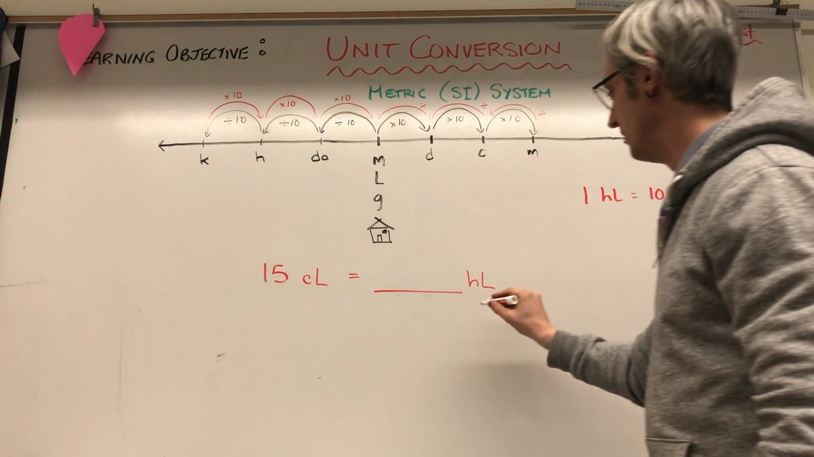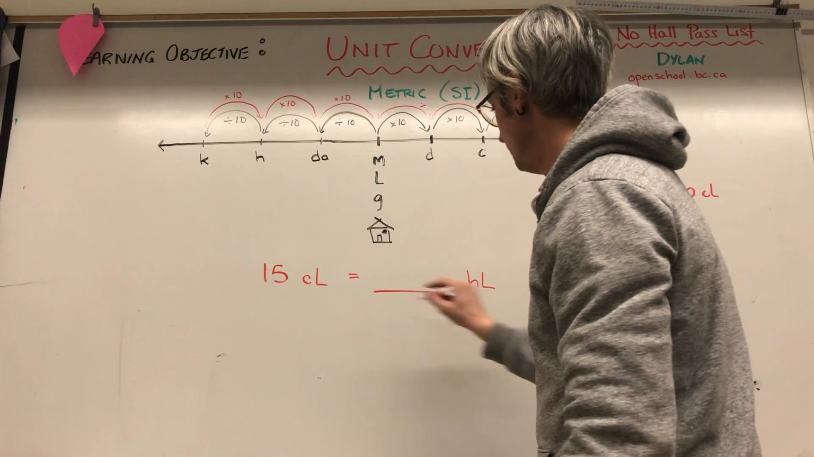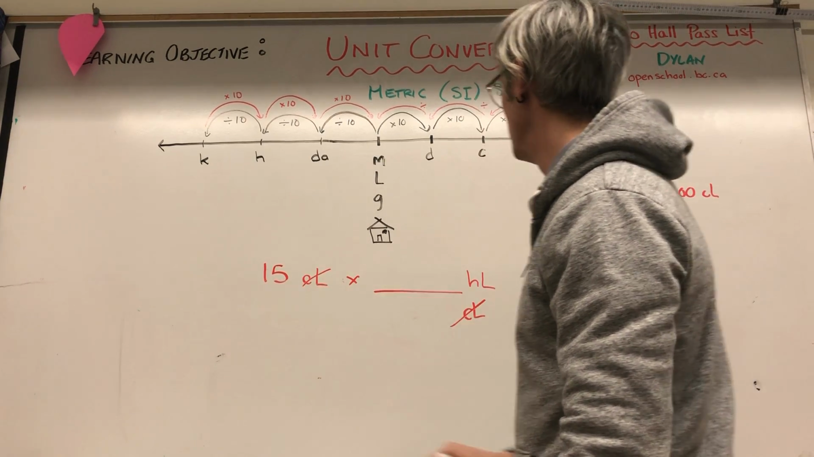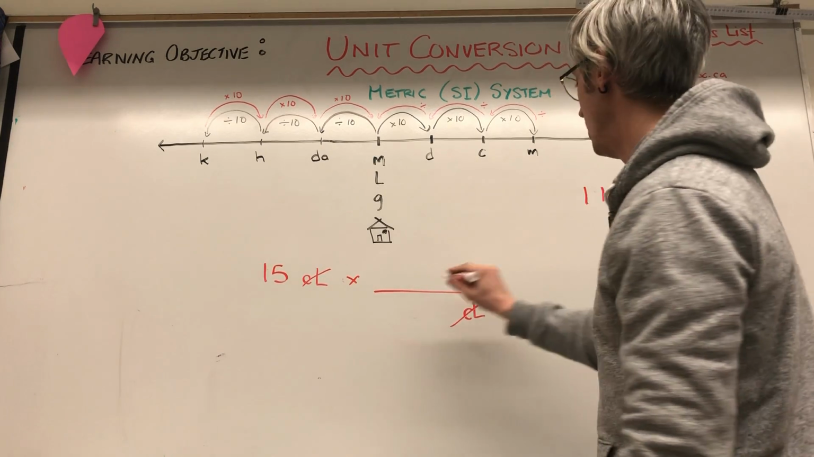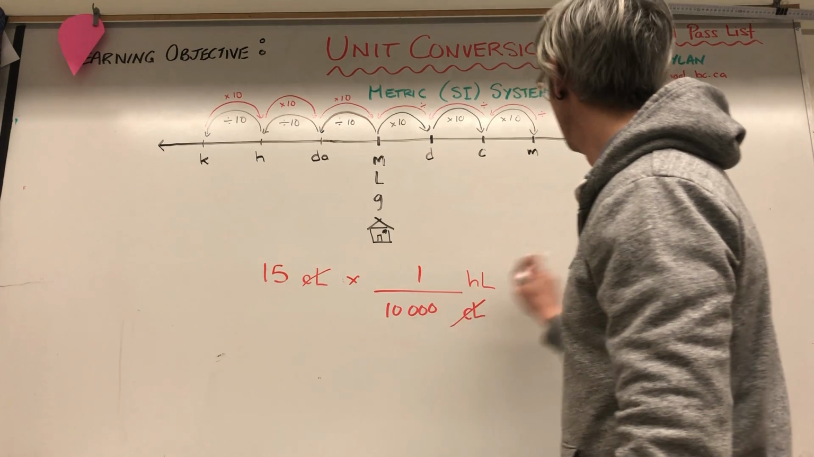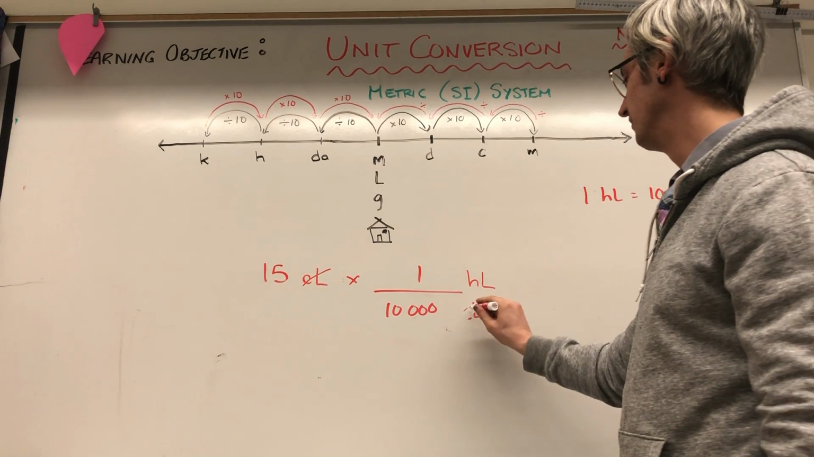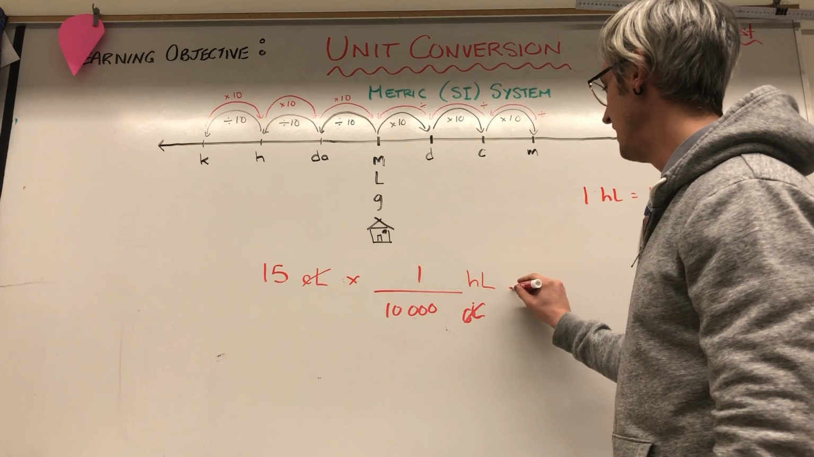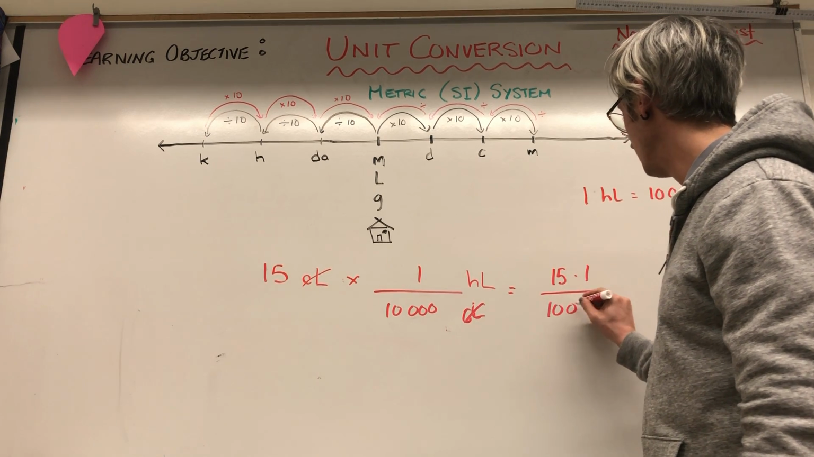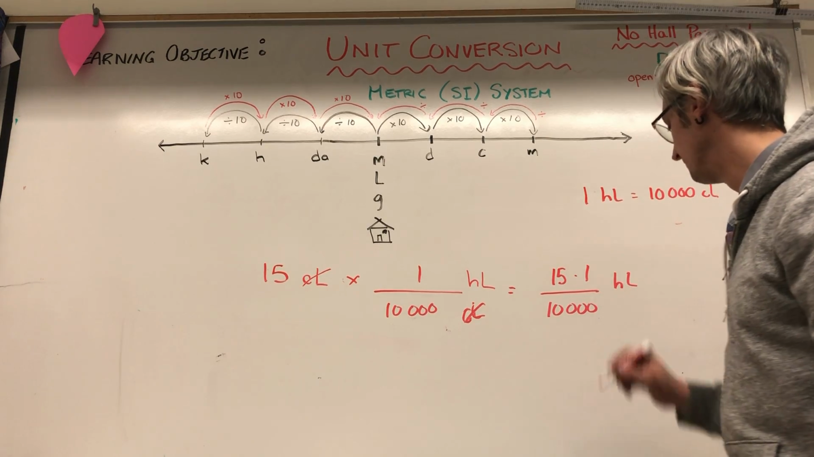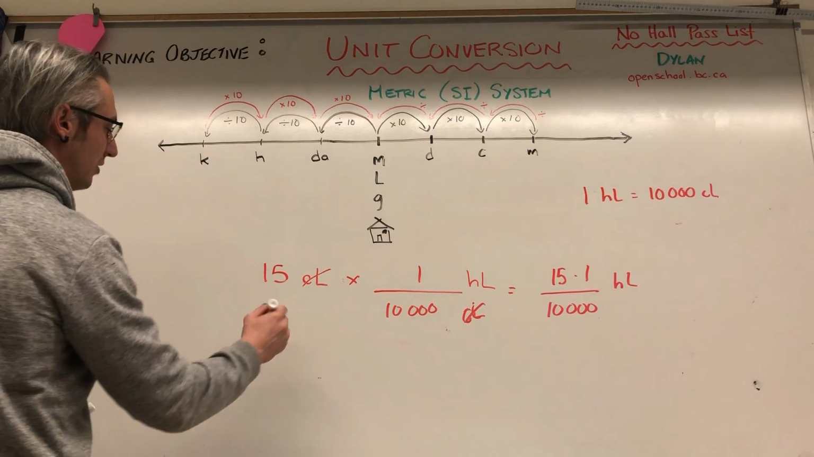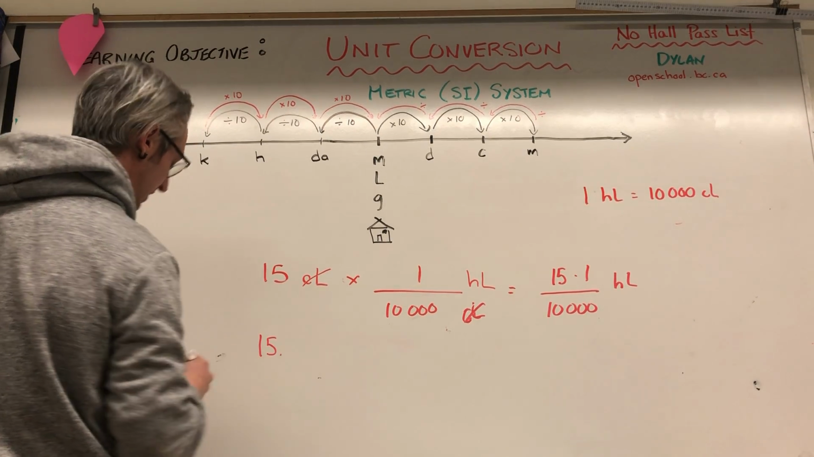And so I'm trying to get rid of centiliters. It goes on the bottom, and I'm going to replace this with a multiplication. That goes away, that goes away. I match 1 with the hectoliter and 10,000 with the centiliter, which I kind of canceled out a little too early. And then I get 15 times 1 divided by 10,000 hectoliters. And I don't know what that works out to right off the top of my head. I don't feel like doing the math, so I'm just going to do it the cheaty way.